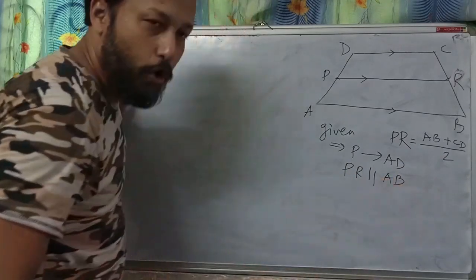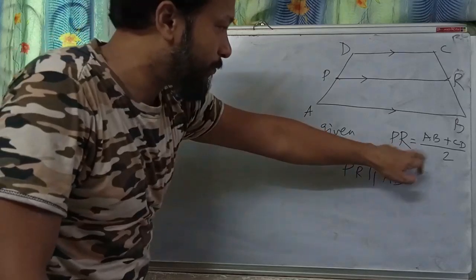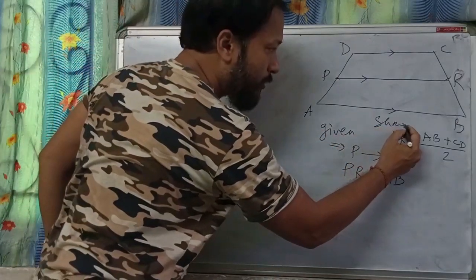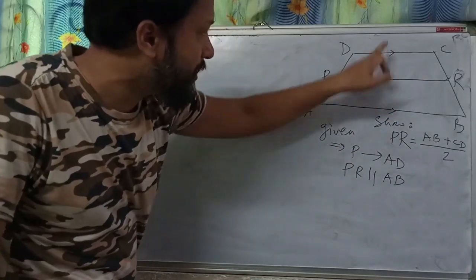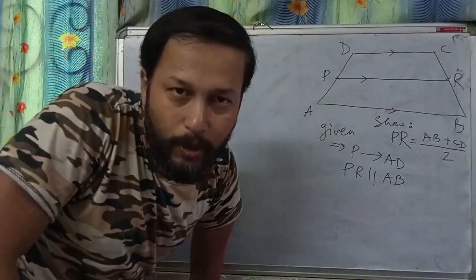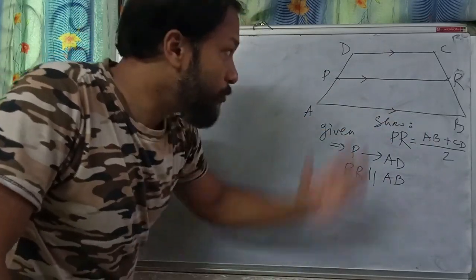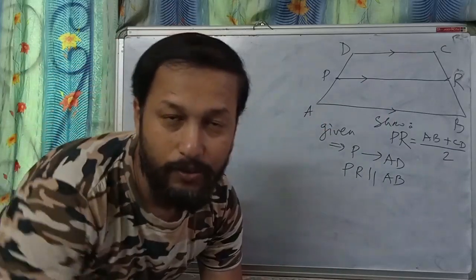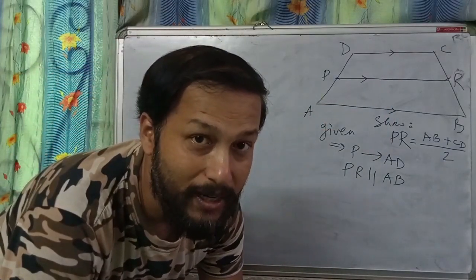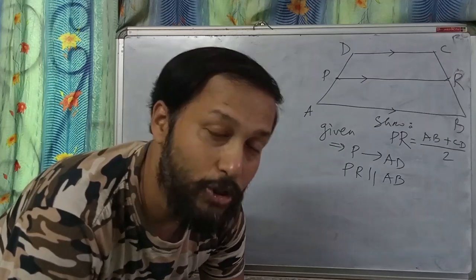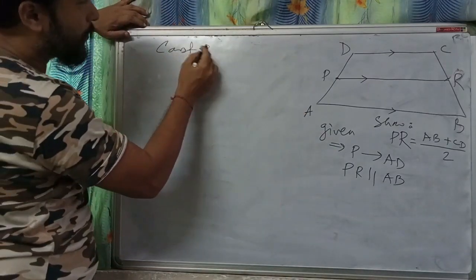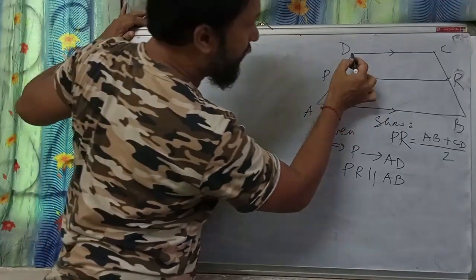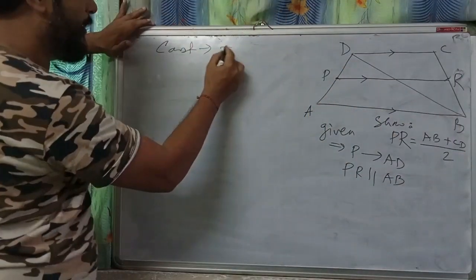Okay, and we have to show this one. Understood? PR equal to AB plus CD by 2. But to show this, the diagram is not enough for us. Yes, we have to draw something extra. That is called construction. So let us construct. What is the construction? Construction is join BD.